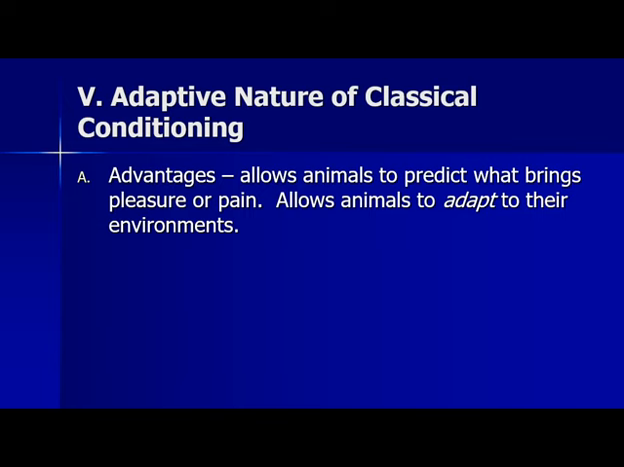So classical conditioning is basically how we learn to adapt to our environment. This allows us to predict what's going to be pleasurable, what might be painful. It's going to help us to learn what stimuli are associated with food. We're going to talk about the neural underpinnings of that when we talk about the reward pathway on Wednesday. But it really allows us to learn about our environment.